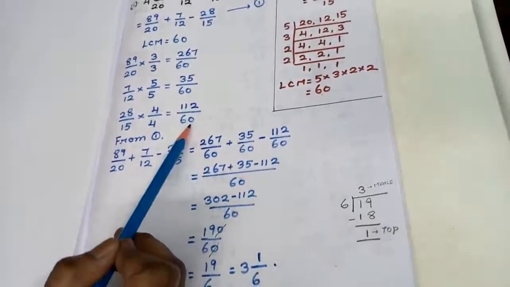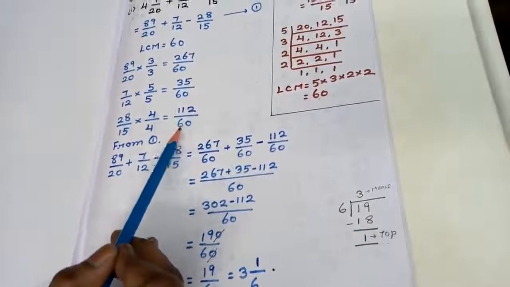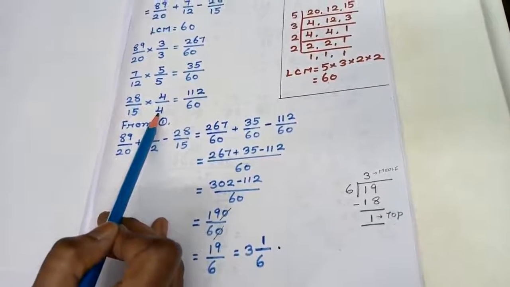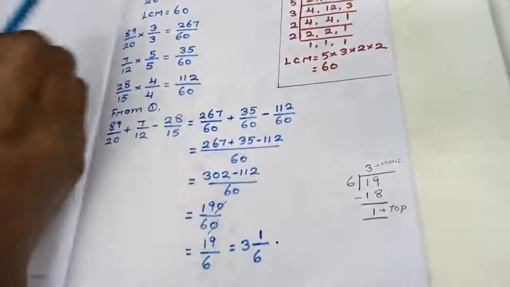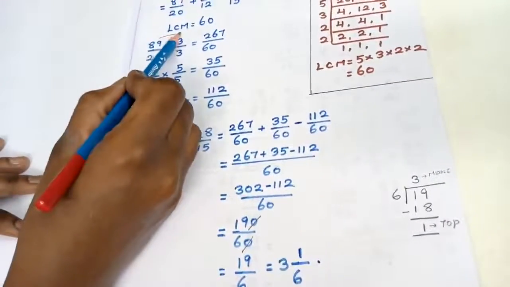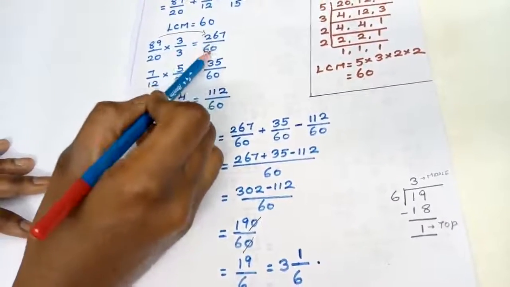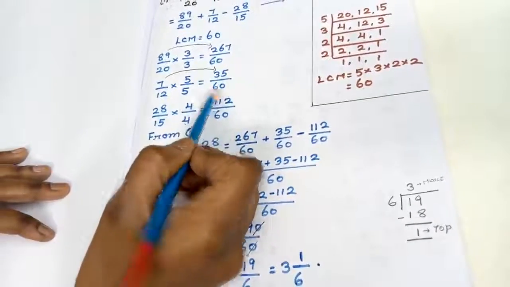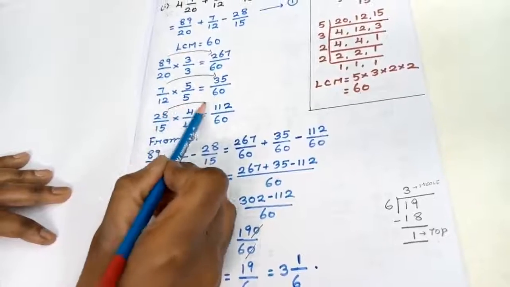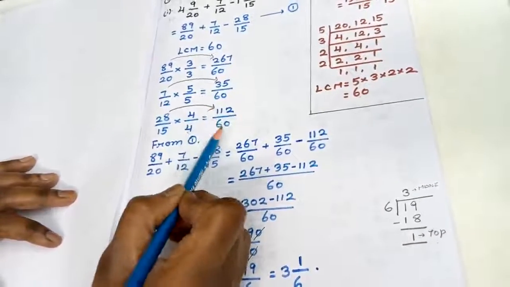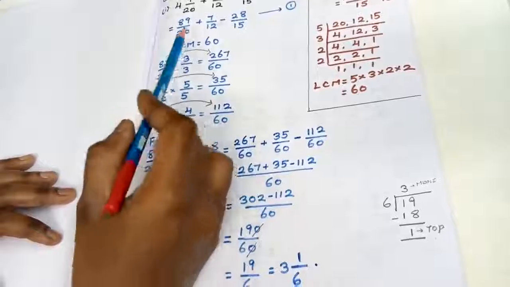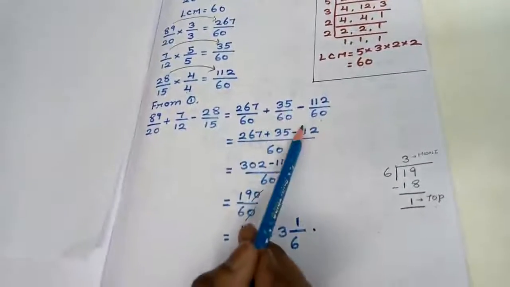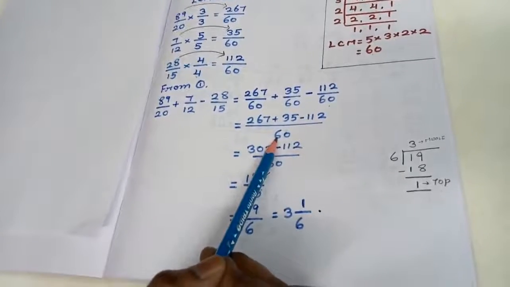If you are not able to find the value, then divide. 60 divided by 15, you will get the value as 4. The quotient part, automatically you can find the value. 89 by 20 is converted to 267 by 60. 7 by 12 is converted to 35 by 60. And 28 by 15 is converted to 112 by 60. After converting, this equation 1 I am going to replace like this. After replacing, if you check the denominator part, I am getting the value as 60.